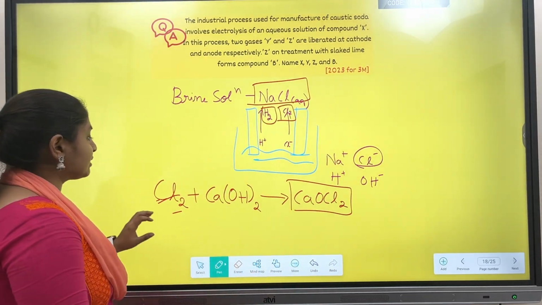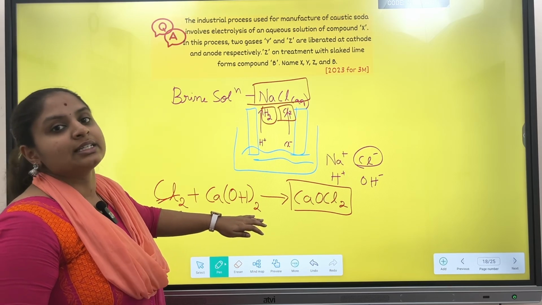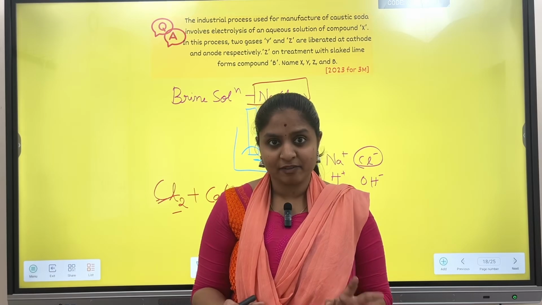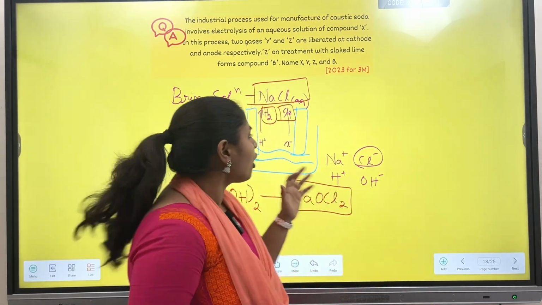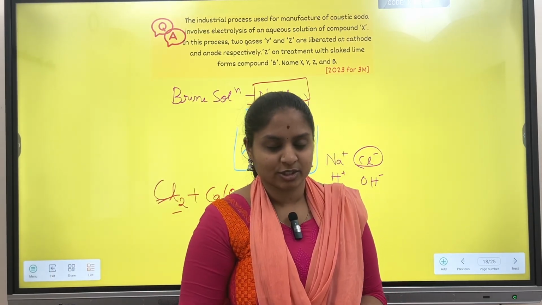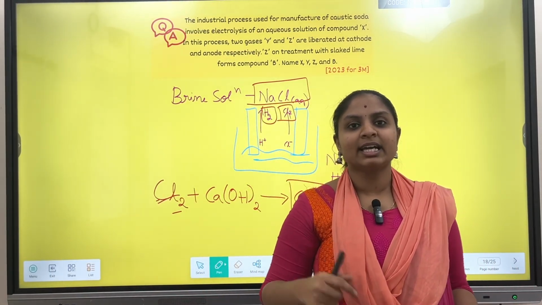You should also write the reaction of chlorine reacting with slaked lime to give calcium oxychloride. If you have time and you want to impress the teacher, also write the electrolysis reaction. It will be an added advantage. So we solved this question. Let's see another question.